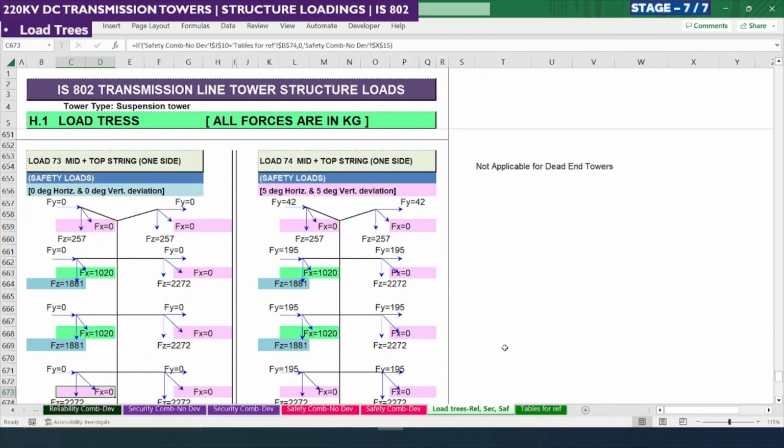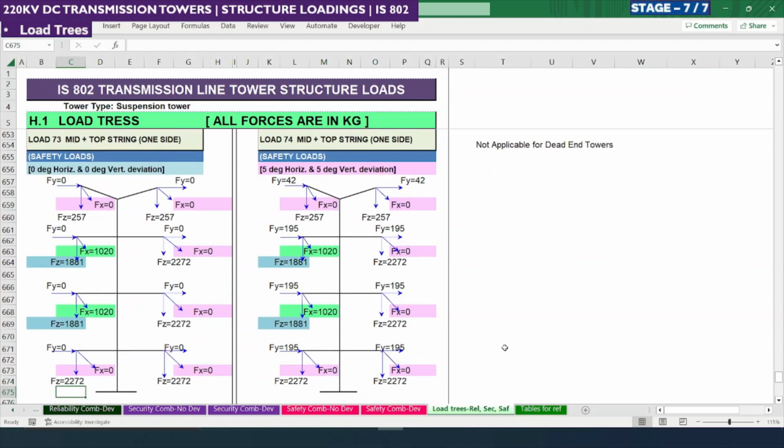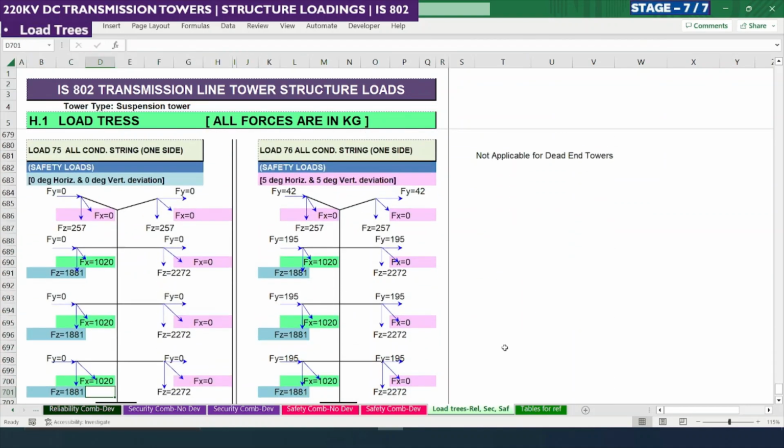So this one is mid plus top, remaining are intact. So this is also one side, and this is the final two load combinations, 75 and 76, under safety loads. So in this, all the three conductors, bottom, middle and top, are strung on one side, and the other side remains intact. So these are all the cases in suspension tower.